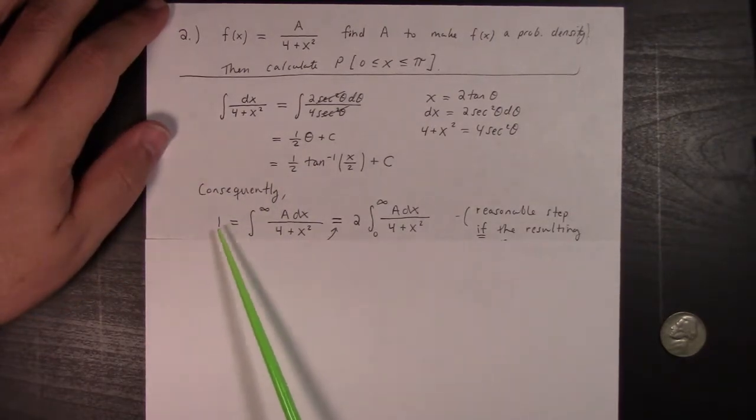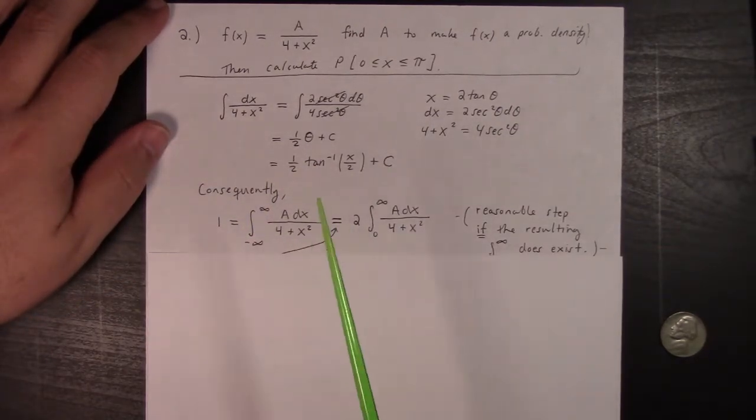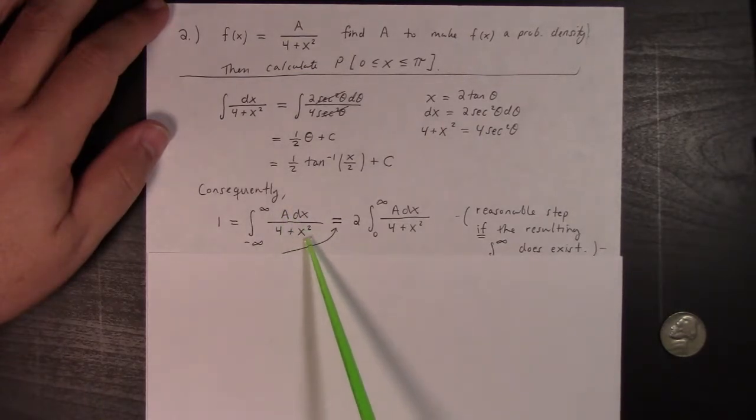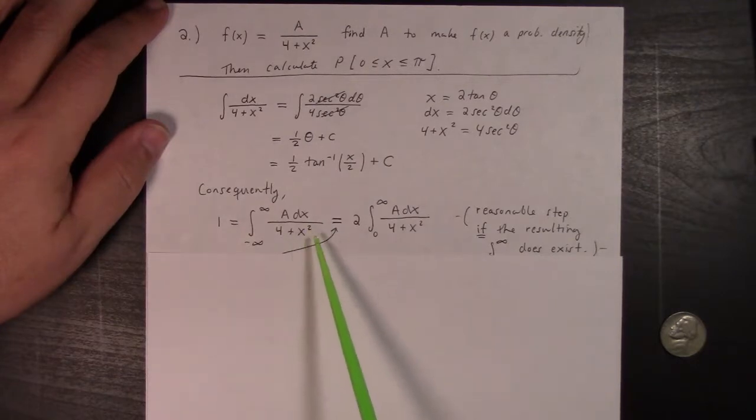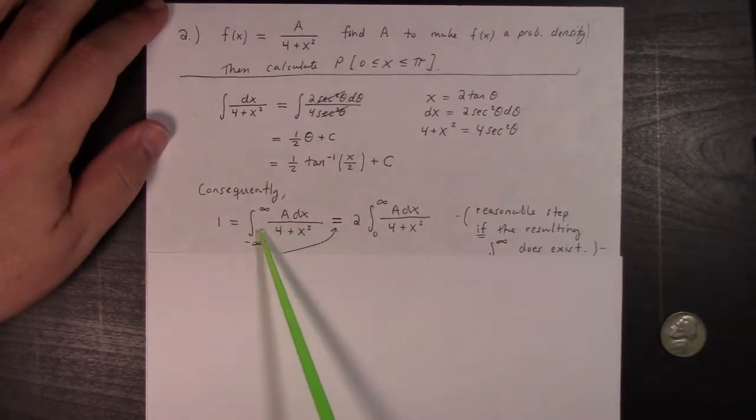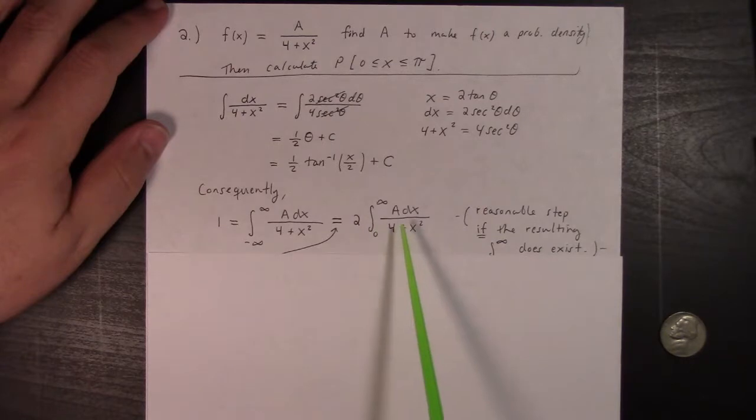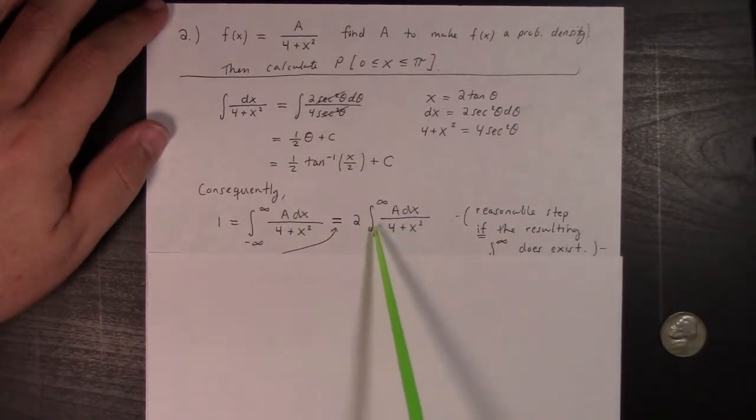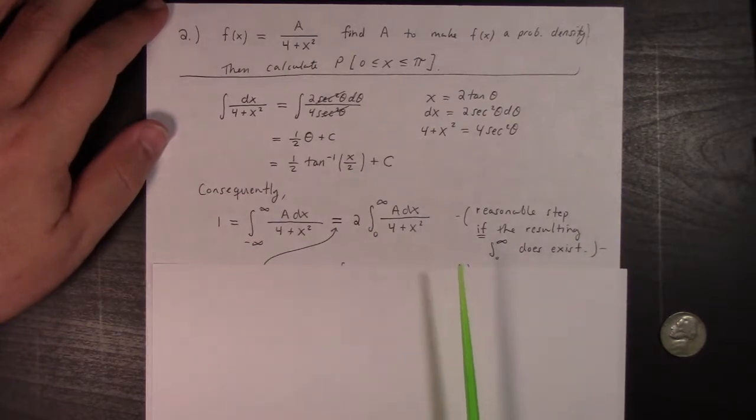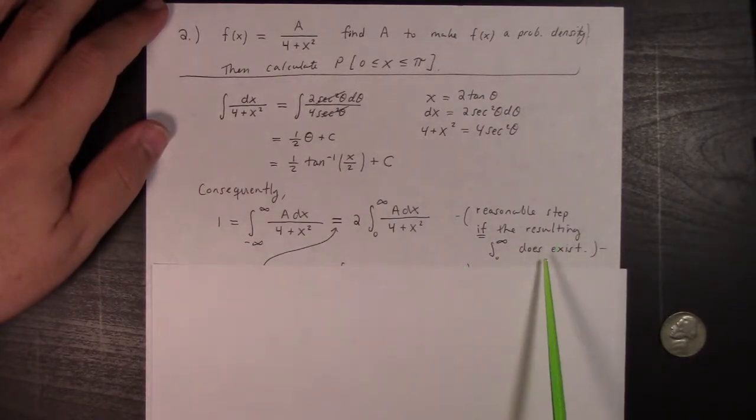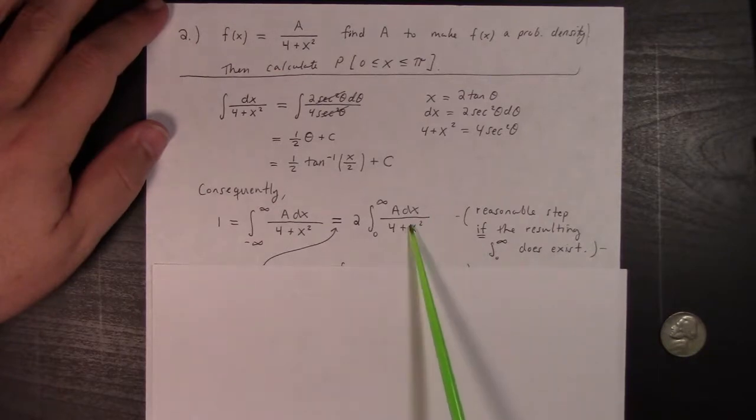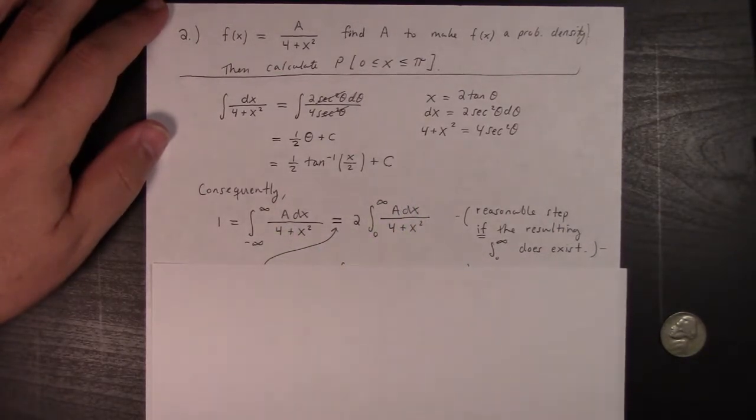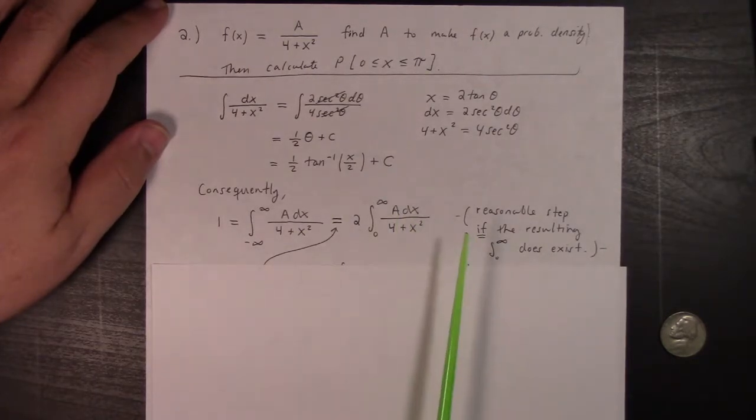Anyway, we want 1 to be the integral from minus infinity to infinity of f of x, which in this case is a over 4 plus x squared dx. Now by symmetry here, I can double it up. I can say twice the integral from 0 to infinity, because this is an even function, it makes sense to do that. And it's only a reasonable step, of course, if the resulting integral from 0 to infinity actually does exist. Anyway, it is going to exist, so it makes sense.